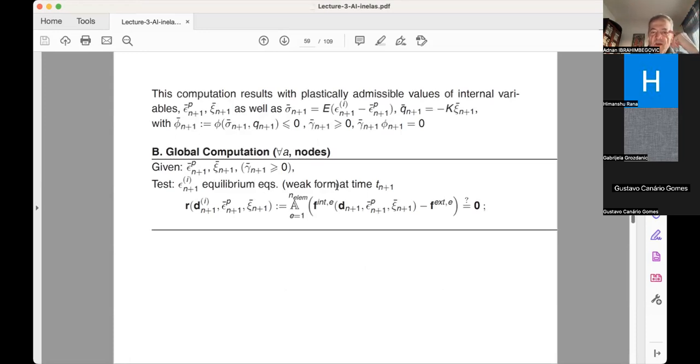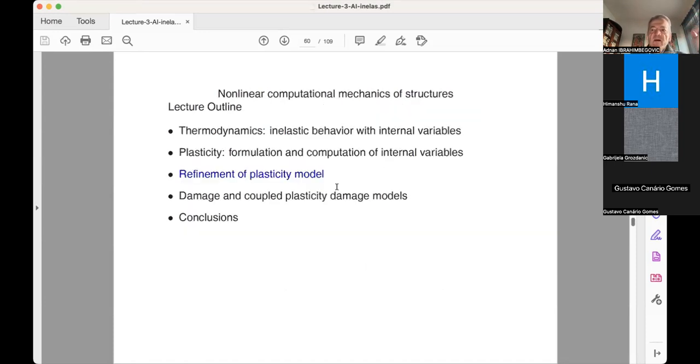If the residual is not small enough, we iterate again; if it is, we stop. And then we go to the next step and so on and so forth. So this is the way we can compute this type of result.